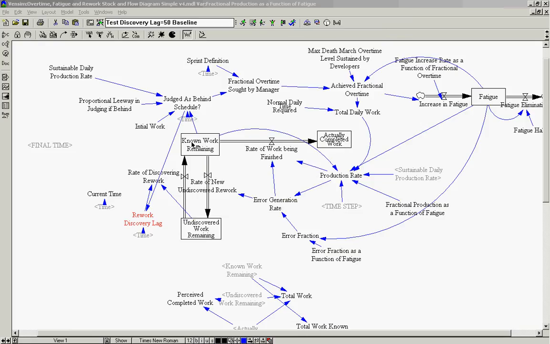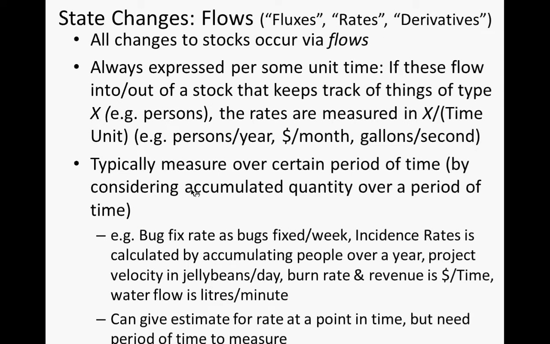The only way that undiscovered work remaining goes up or down is because of these flows here, flows in, flows out. Okay, so flows are where it's at when it comes to stock evolution. They are the derivatives of the stocks. The flows are associated with the derivatives of the stocks. If we sum them all up for a given stock, all the flows in it, and subtract out all the flows out, we get the derivative of that stock.